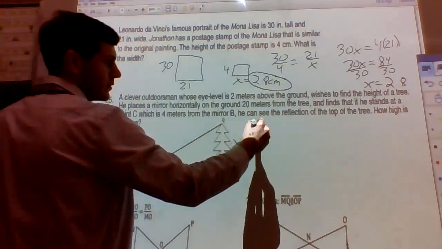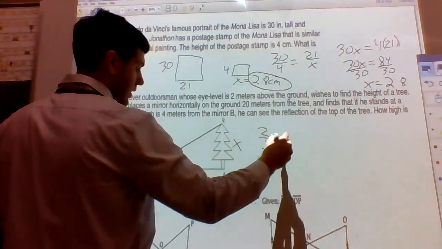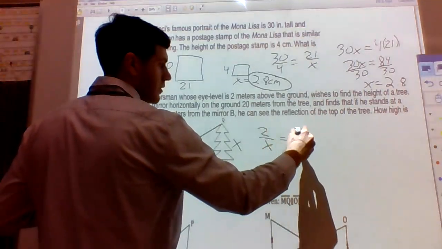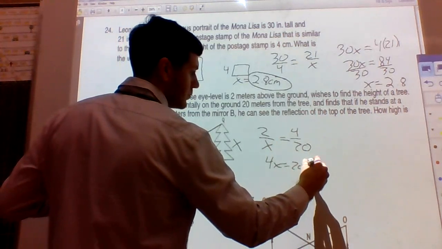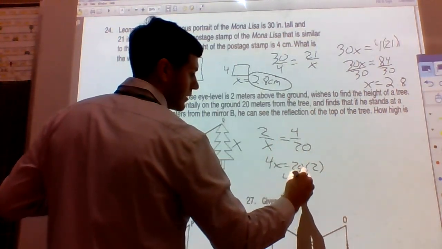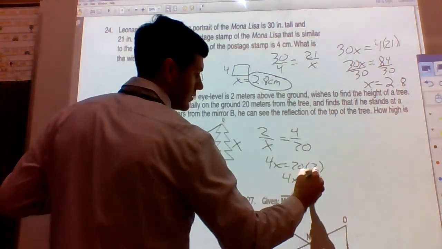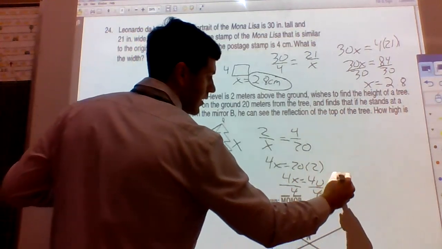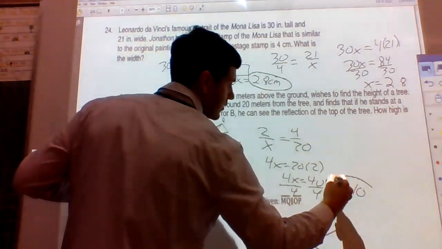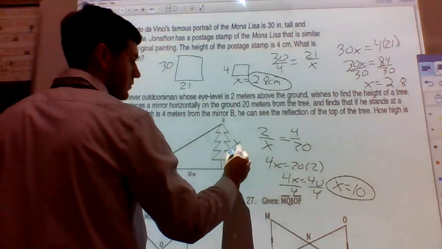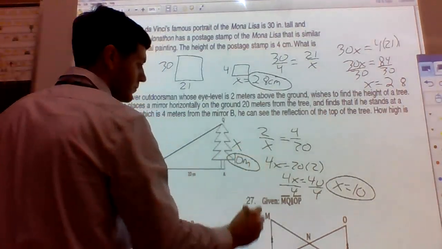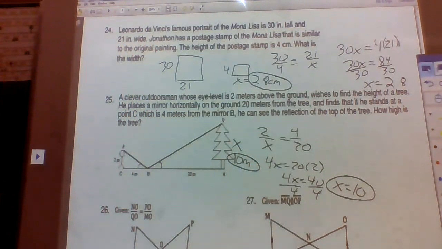So 2 is to x as 4 is to 20. Cross multiply, we get 4x equals 20 times 2. So 4x equals 40. Divide by 4, and then x is going to equal 10. 40 divided by 4 is 10. So the height of the tree is 10 meters. It's not that tall of a tree, but it's not that short of a tree.